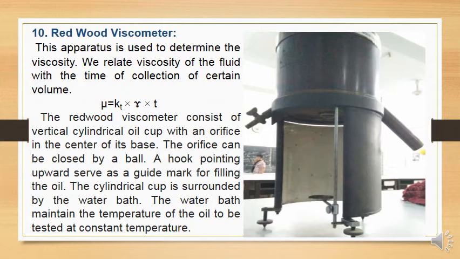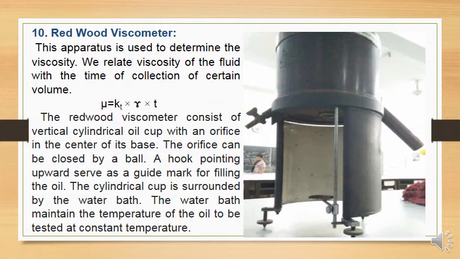The viscometer consists of a vertical cylindrical oil cup. You are going to perform your experiment on this, with an orifice in the center of its base. Orifice means a very small jet, or diameter, through which the water is going to flow. The orifice can be closed by a ball. A hook pointed upward serves as a guide mark for filling the oil. The cylindrical cup is surrounded by a water bath, and the water bath maintains the temperature of the oil being tested at a constant temperature.